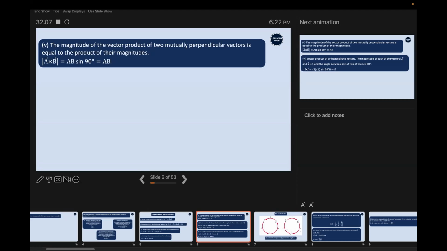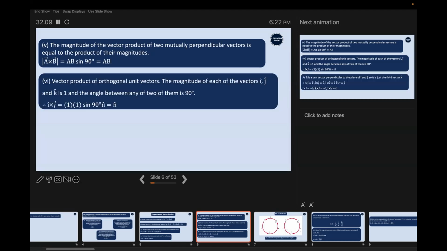Shall I proceed to the next one? Now listen. So, vector product of orthogonal unit vectors. What are the orthogonal unit vectors? I cap, J cap, and K cap. Right? The magnitude of each of the vectors I cap, J cap, and K cap is 1. And we know that orthogonal means perpendicular, so the angle between them is going to be 90 obviously.